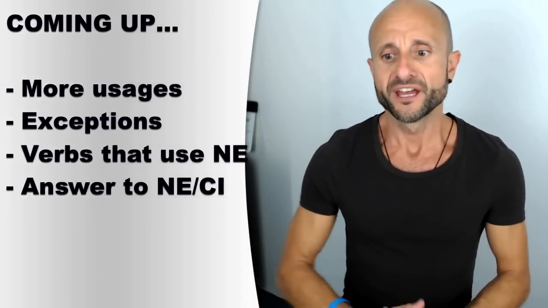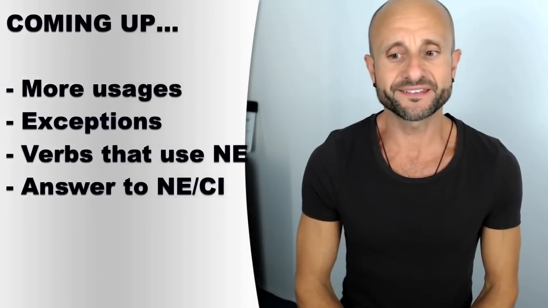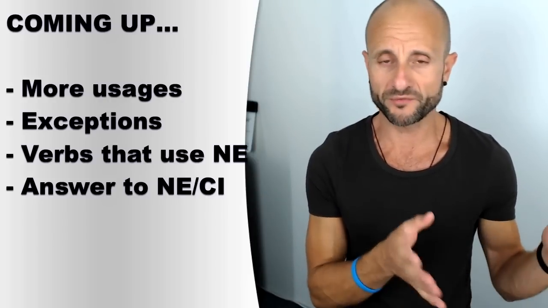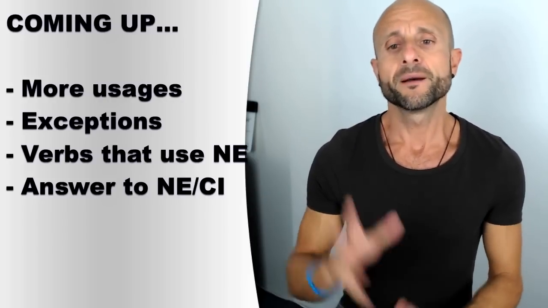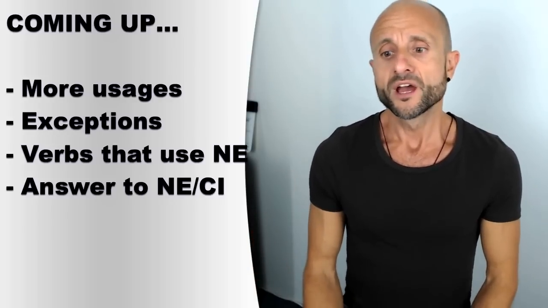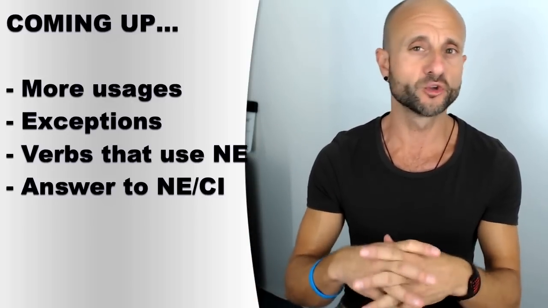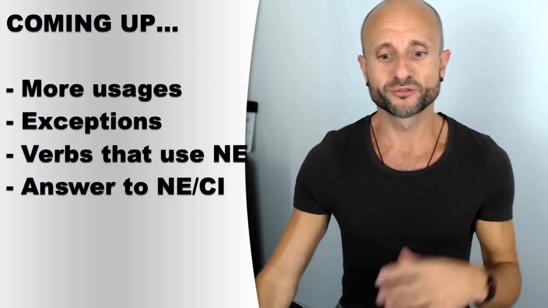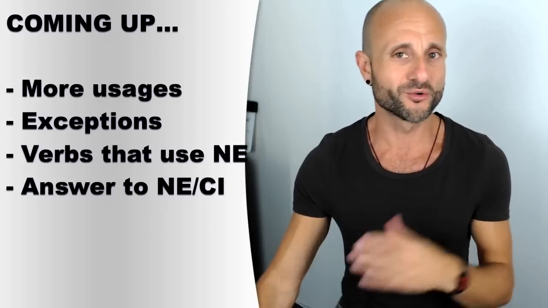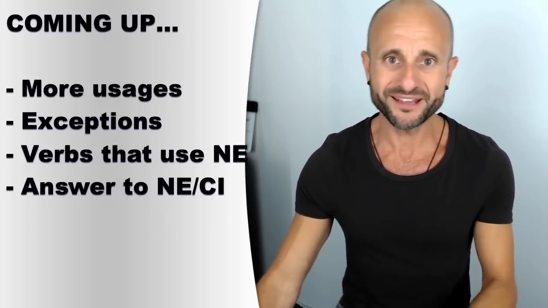Okay, so what's coming up in the next episodes dedicated to ne? We're gonna look at more usages, more cases. We're gonna look at the exceptions, because so far we've kind of been following a pattern or a rule, but there are exceptions and I will talk about them. We're gonna look at a bunch of verbs that use ne as part of the infinitive and therefore create new meanings. And I'm going to give the answer to that question about the office. Why could you not use ci even though it's a place that we're replacing? So, if you're as exhausted as I am, take a deep breath, and hopefully I've done something in the editing to keep you entertained. If I haven't, please forgive me, and I will see you in the next episode.